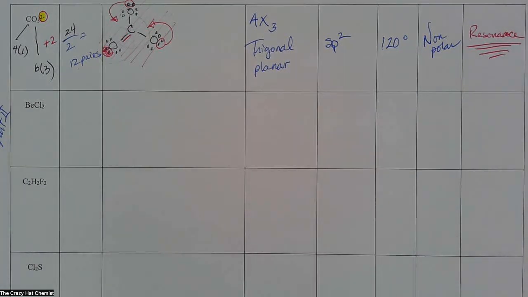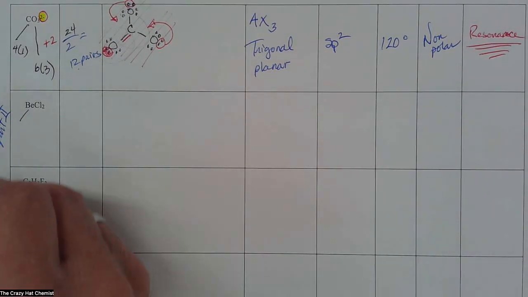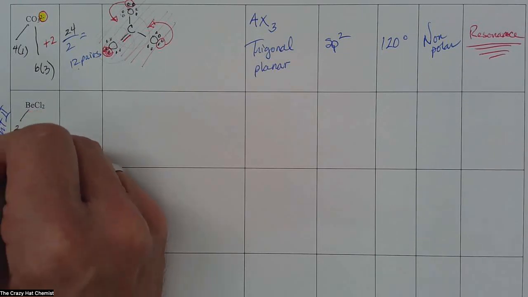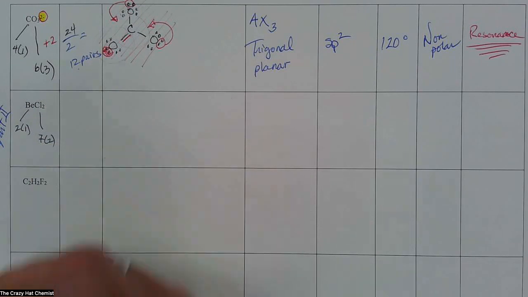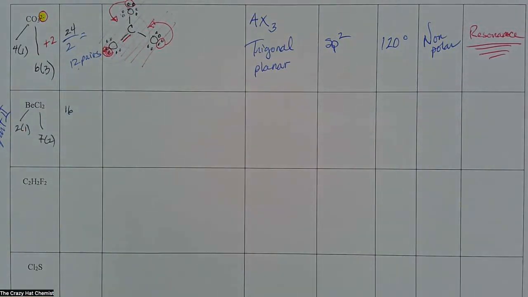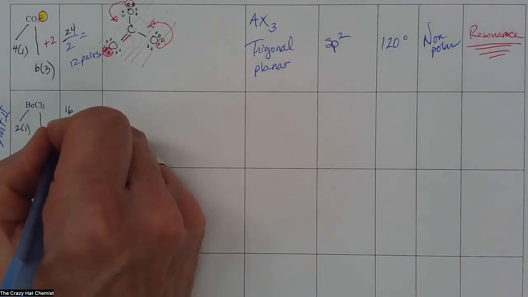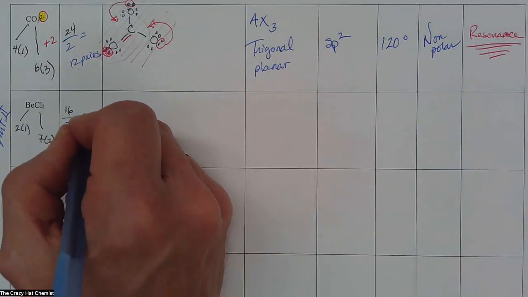All right, so part number two, let's begin, BeCl2. Based on the group numbers on the periodic table, beryllium has 2 valence electrons, there's one of those, chlorine is 7 and 2. That is a total of 16 electrons. And then we're going to divide this by 2 such that we get pairs, and so that would be 8 pairs.